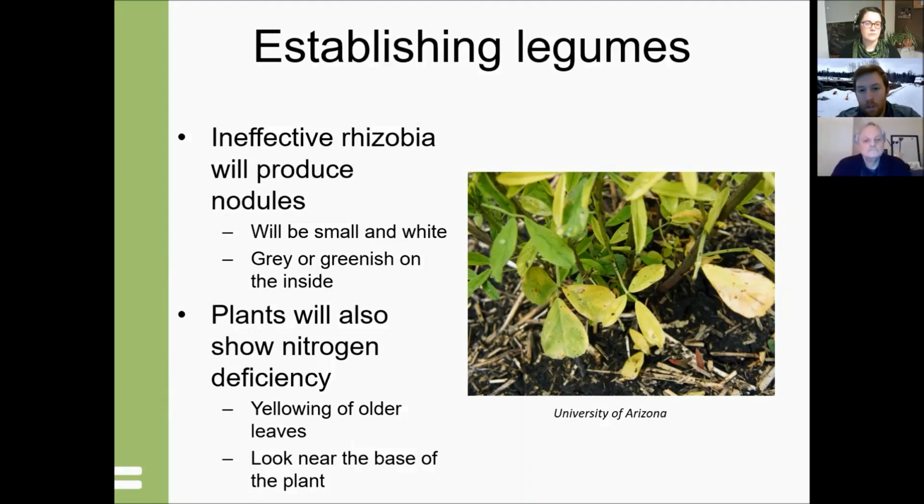But another way to notice if inoculation did not go well is if the plants have a nitrogen deficiency. So if you look near the base of the plant, if the older leaves are yellow, that is a pretty clear symptom of nitrogen deficiency.